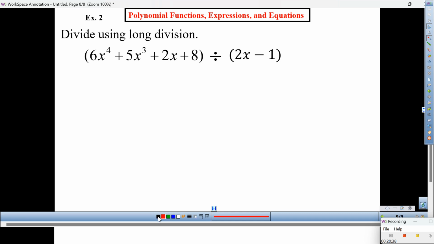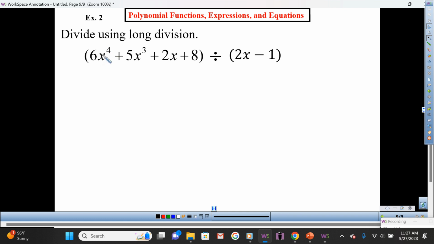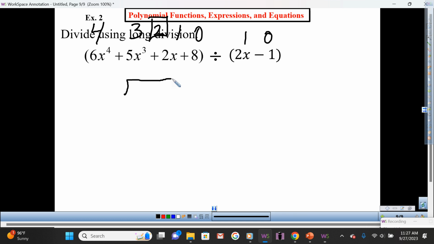You said standard form, which is the degree. So what is the degree for this term? 4, 3, 1, 0. Is it in standard form? Yes. Are there any degrees missing? Yeah. I'm going to write a 2, and I'm going to box it to remember to use that. Second polynomial, first degree, 0 degree. It's good. So let's move on to write our long division.